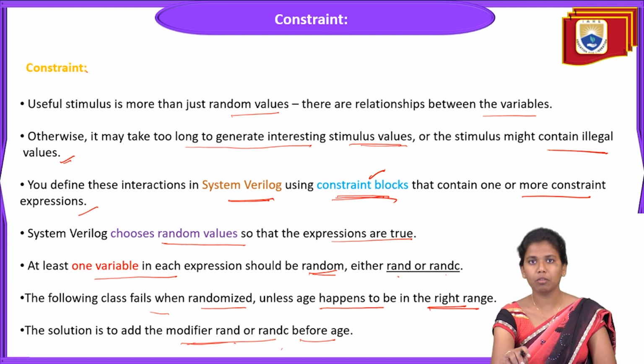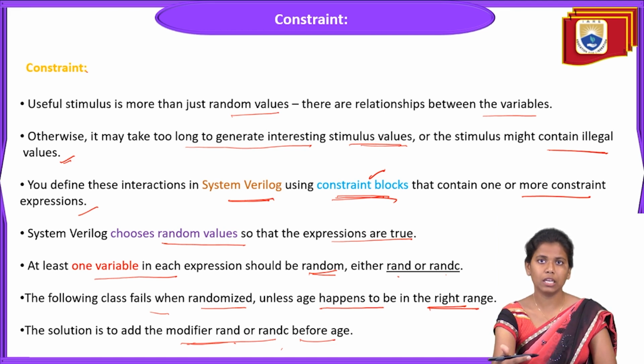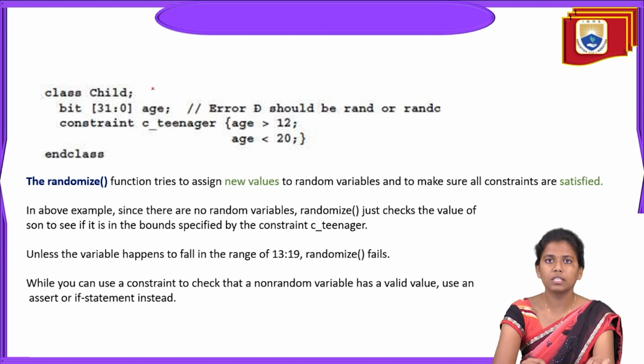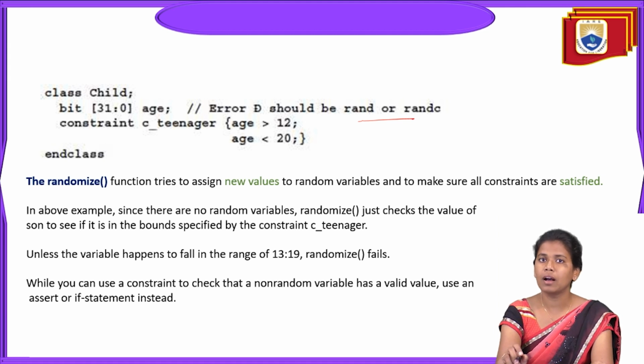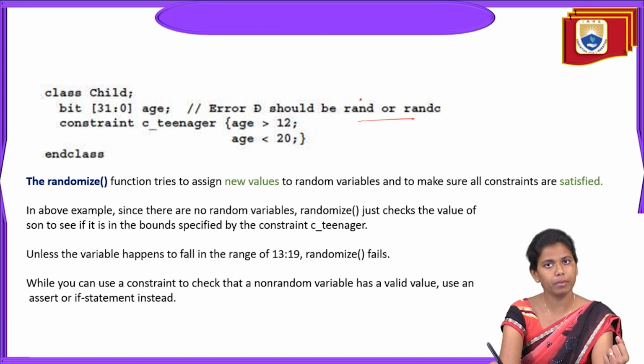Here, why am I calling it age? In order to understand it very keenly, we have an example. This example talks about the class Child and bit [31:0] age. Here we are mentioning the age [31:0], and then age should be rand or randc. As a designer, I have to give some name to the particular variable, so it can be given as rand or randc.